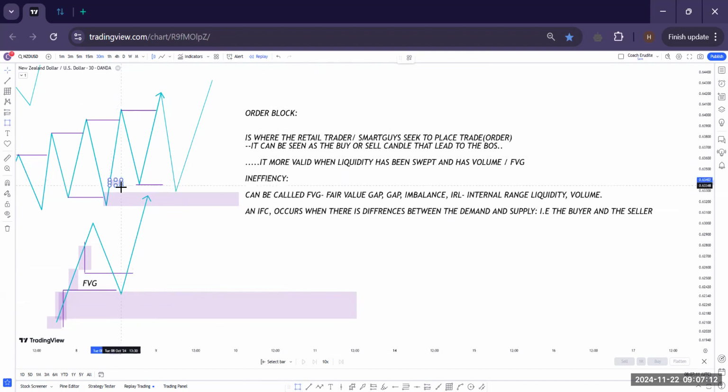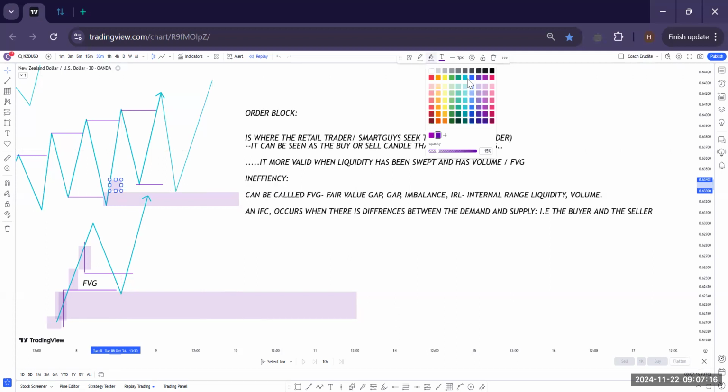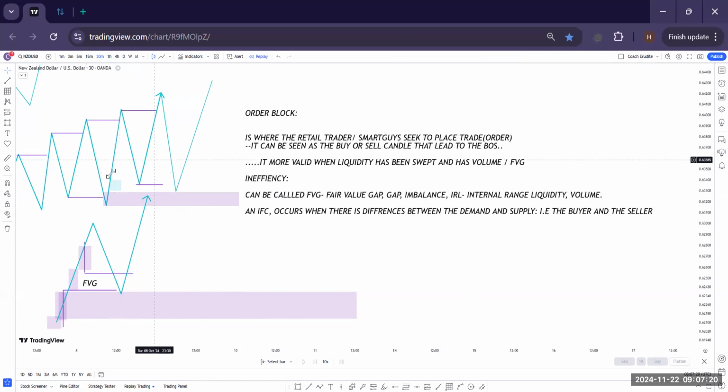Let's assume we have volume here. Let me change the color to green. Let's assume we have volume here. Then this is a high probability setup. But if there's no volume, fine. As long as liquidity has been grabbed, right? Both FVG, both of them are liquidity. So as long as liquidity has been grabbed, it's valid.